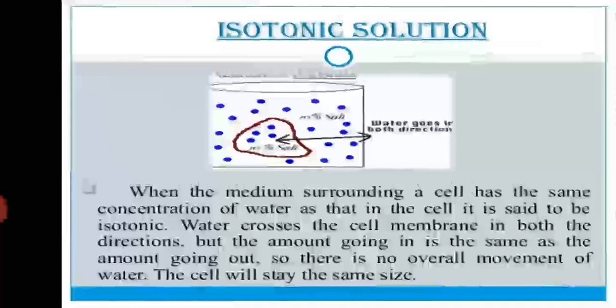Water crosses the cell membrane in both directions, but the amount going in is the same as the amount going out. So there is no overall movement of the water. The cell will stay the same size. As I told you, the cell will remain the same, because the net result is that the cell is neither going to gain water nor going to lose any water. So it will remain the same.